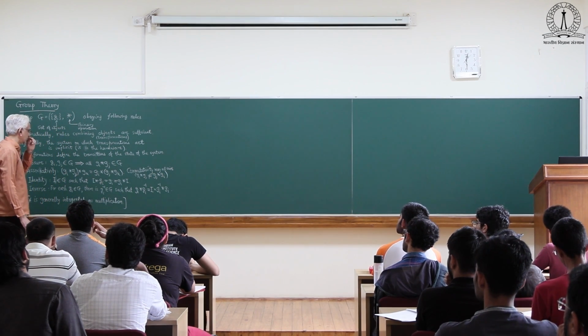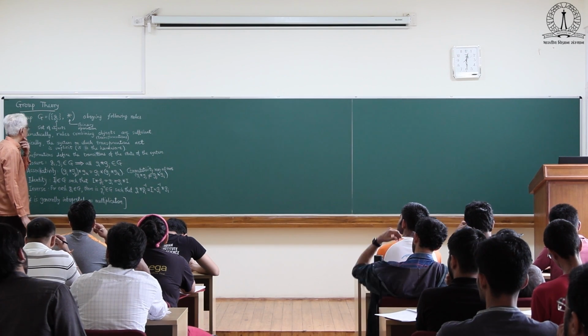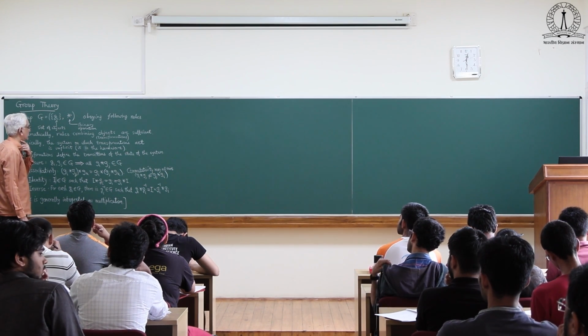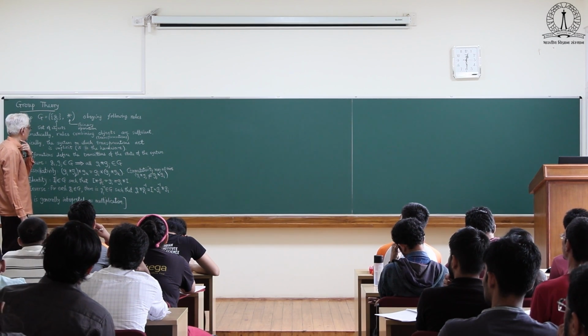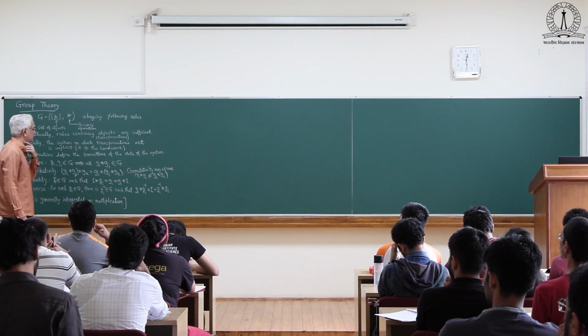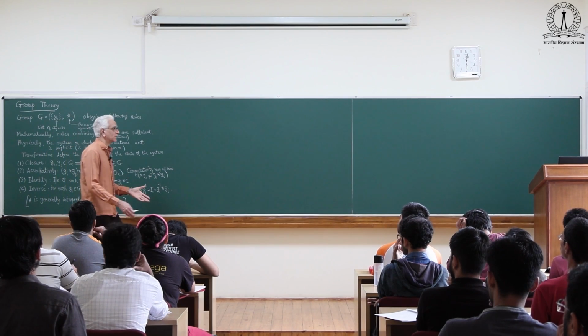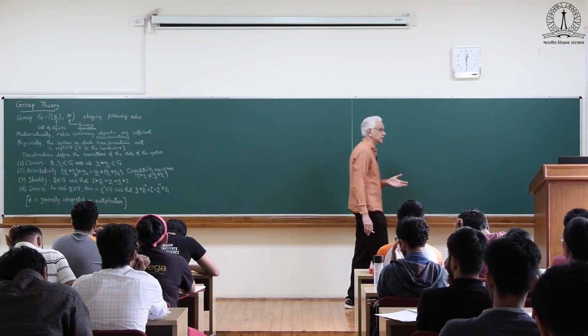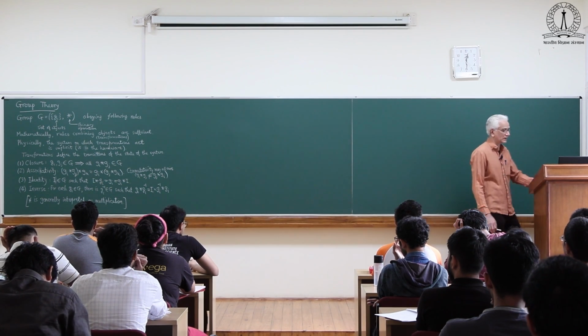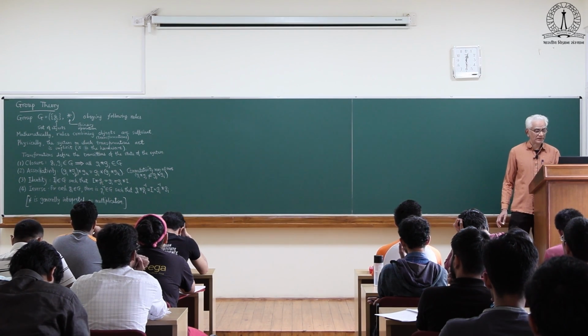So this is the mathematical structure of the group, and now I can give examples with various kinds of properties which follow from this particular list of rules.